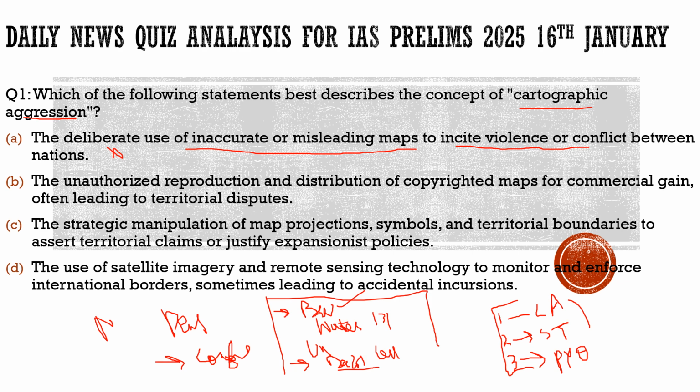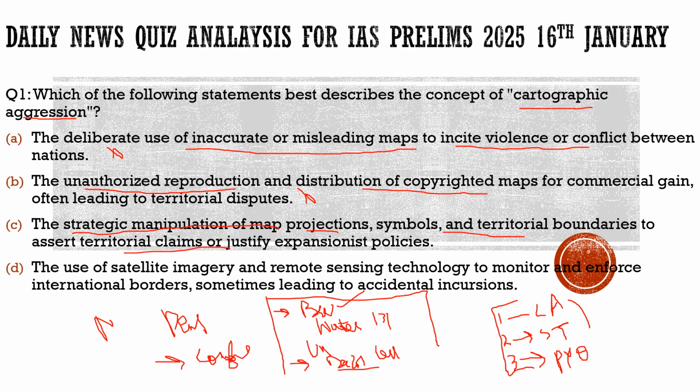behind cartographic aggression. Second, the unauthorized reproduction and distribution of copyrighted maps for commercial gain, often leading to territorial disputes. No, also incorrect, very much unrelated. Third, the strategic manipulation of map projections, symbols, and territorial boundaries to assert territorial claims or justify expansionist policies. 100% correct. This is what defines cartographic aggression. So with respect to this question, the correct statement is statement C.